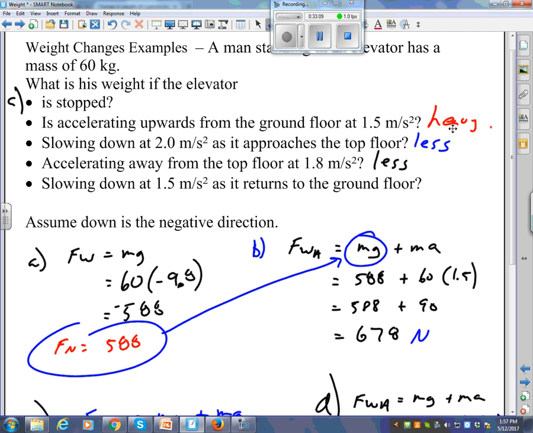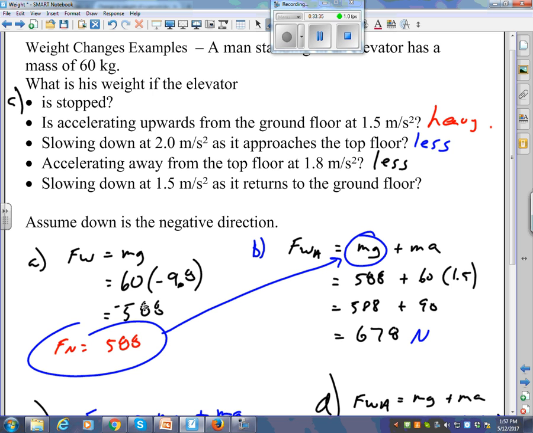Would you agree with that? At the bottom, when you first jump on the scale, you accelerate up, you feel heavy. Heavier than 588, right? Okay, now there's two 588s. There's the 588, which is the force on me, which is down, gravity, but then there's really 588 that I'm pushing on the scale, right?